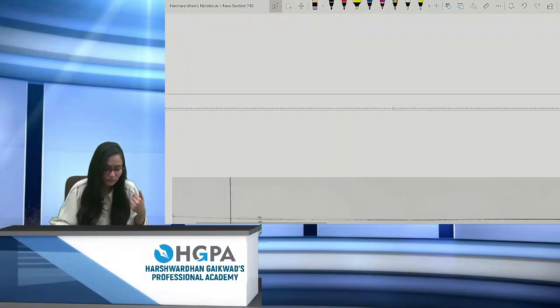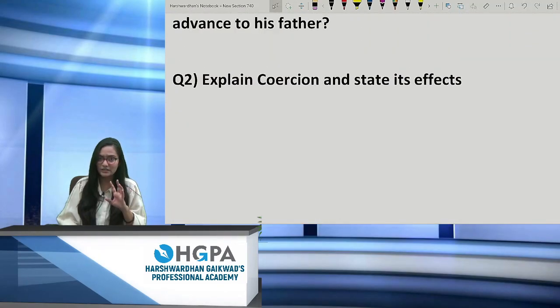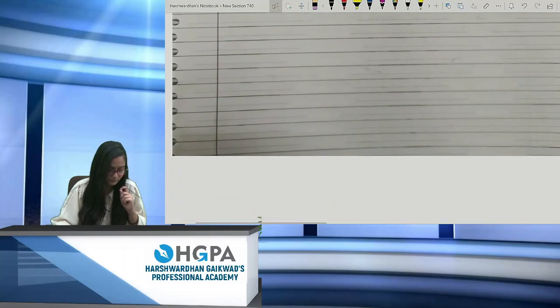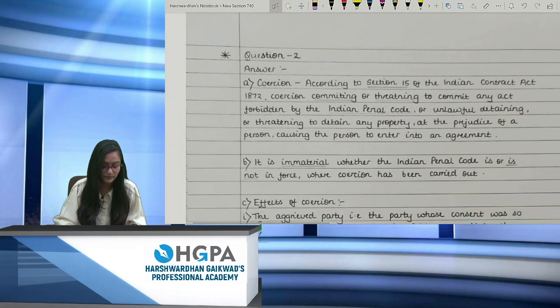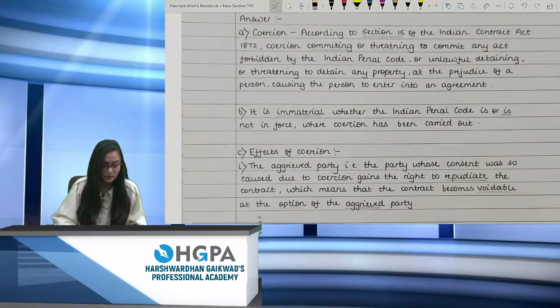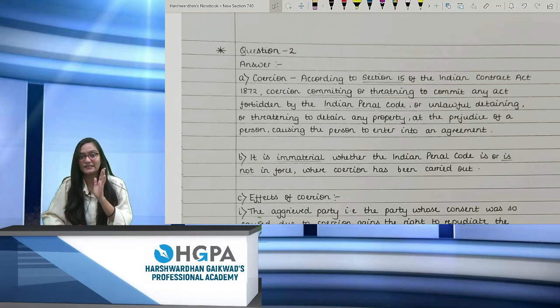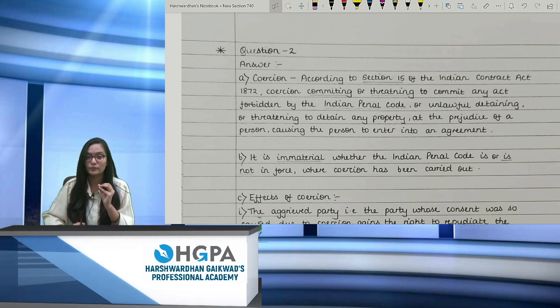Now coming down to question 2. This is a complete theory question. Explain coercion and state its effects. Here, this question has only one step, and that is your provision. You have to mention your provision there.